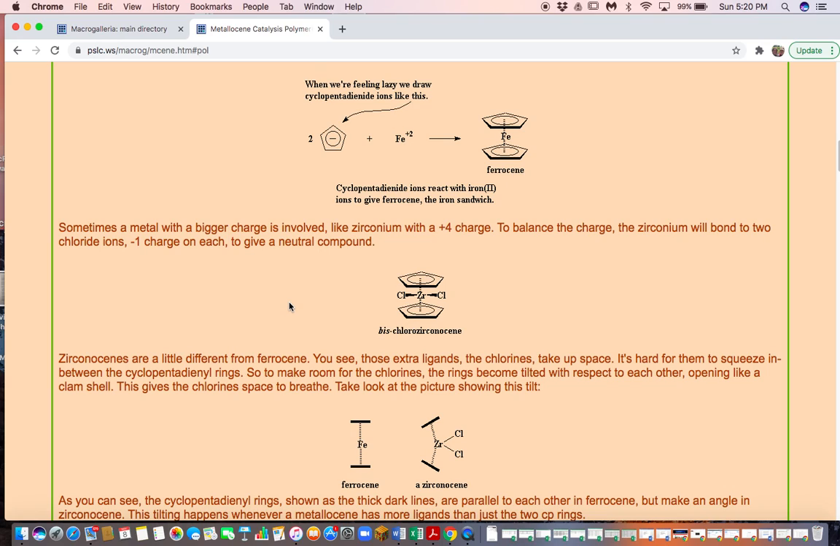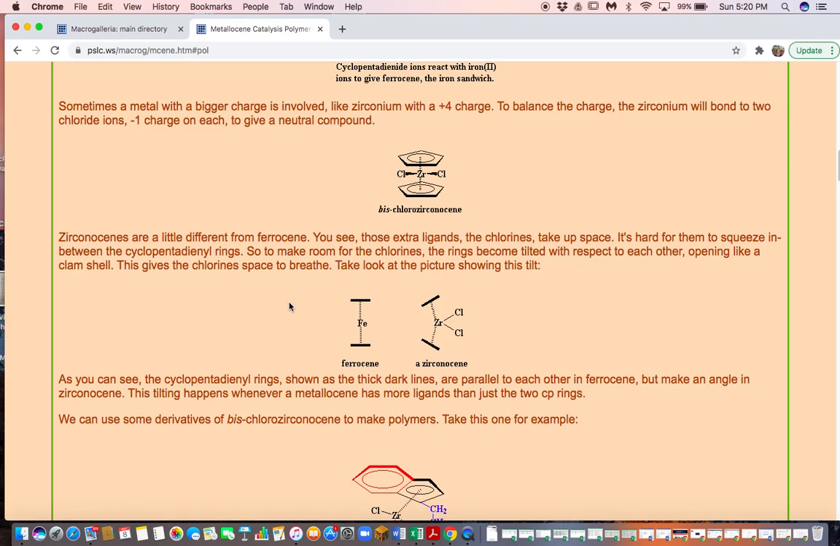All right, and I mentioned number one, the size. Zirconium is a bigger atom than iron, and also the chlorines, the extra ligands that you have in here attached to zirconium, they also take up room as well. They have volume, so they're going to take up space, right?